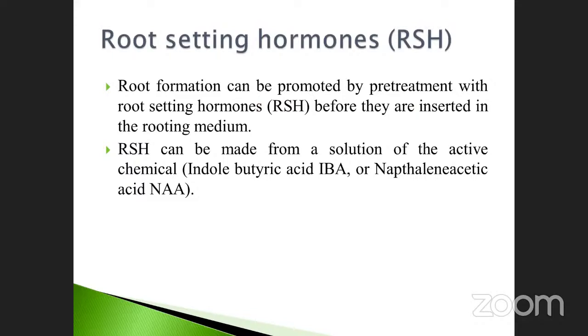There are 2 examples given in your book. One is indole butyric acid. Another one is called naphthalene acetic acid. These 2 hormones are phytohormones. They are used for the activation of roots in vegetative propagation. They are all commercially prepared in the laboratory.